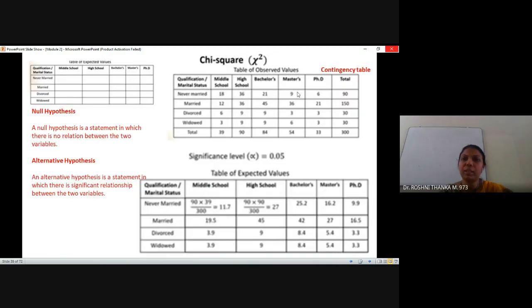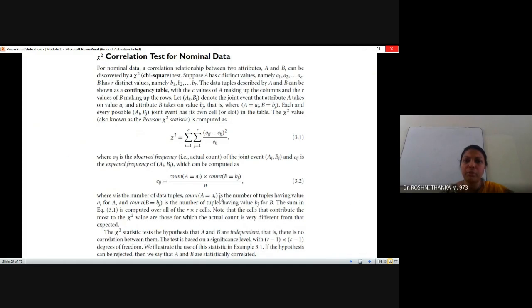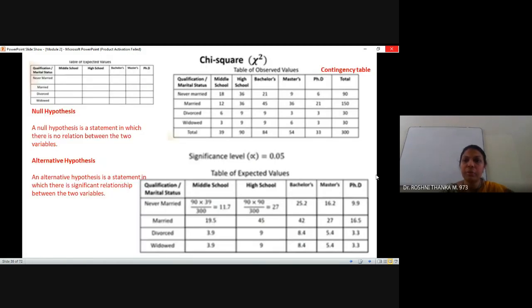Here, if you take these two attributes, middle school and never married, first I want to find the total value of middle school, which is 39. The total value of never married is 90. We have to multiply both and divide by the total tuples. That is the formula, right? So 90 into 39 divided by 300, the total value, and we got the answer. Similarly, we saw this for every value; we have to find it.